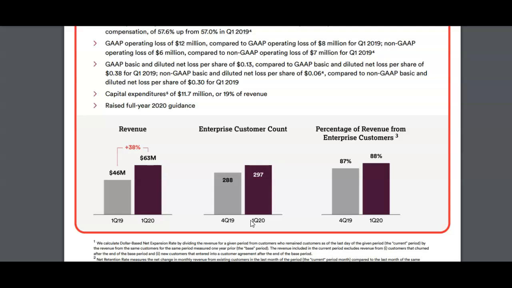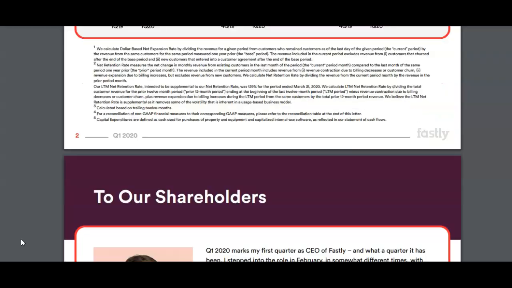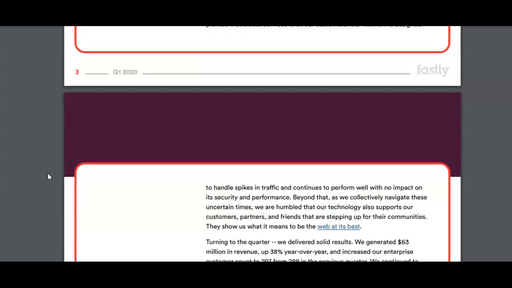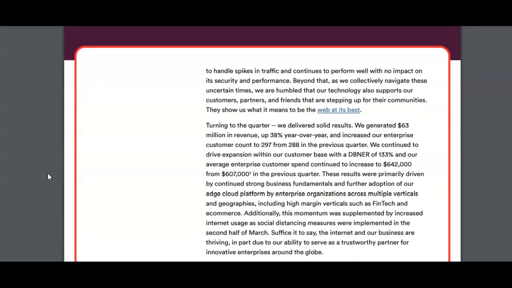Twitter, Airbnb, these websites are used by millions and millions of people, and they need to deliver their content to them faster. Here's the CEO, Joshua Bixby, and he talks about how we're transitioning even more into a digital phase. So in 2020, you're going to see an absolute explosion in online content, mostly video, but also e-commerce, and that's a really, really good sign for Fastly stock.